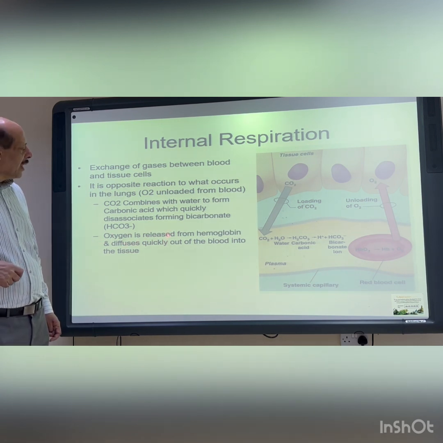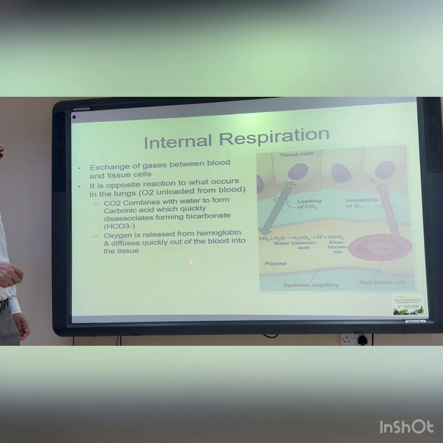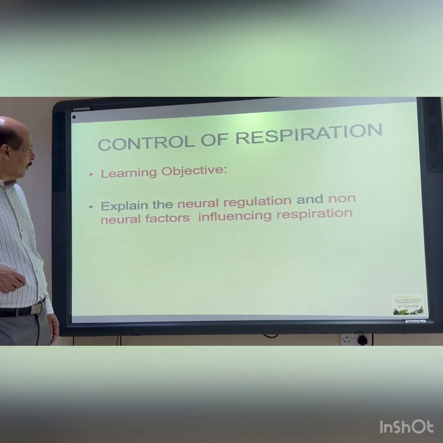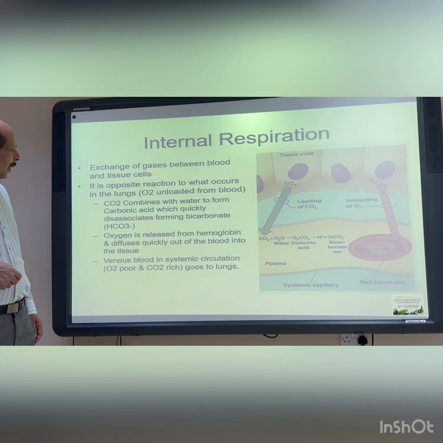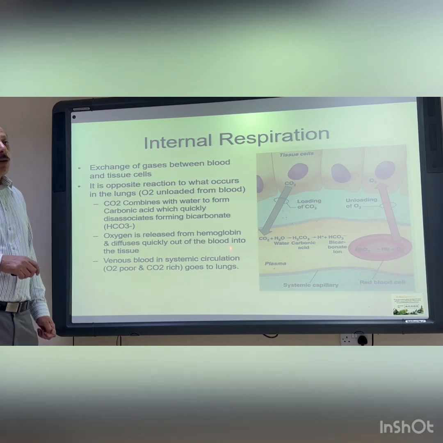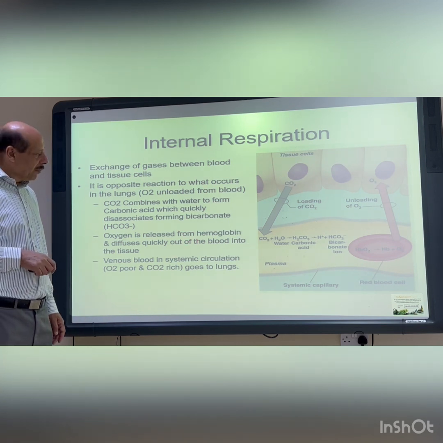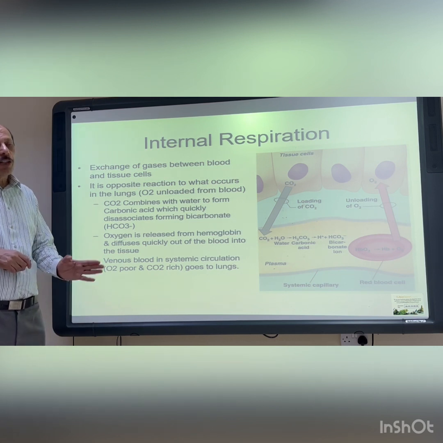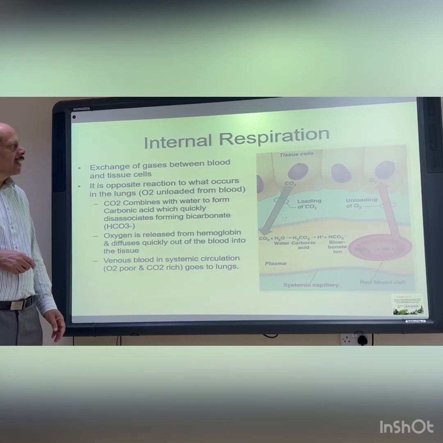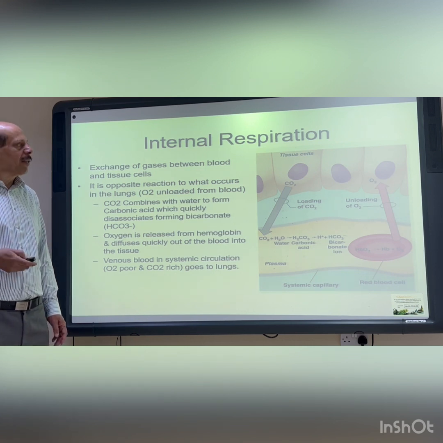Oxygen is released from the hemoglobin and diffuses quickly out of the blood into the tissues. So the venous blood in the systemic circulation will be loaded with carbon dioxide, and the oxygen will be less because it is there in the tissues.